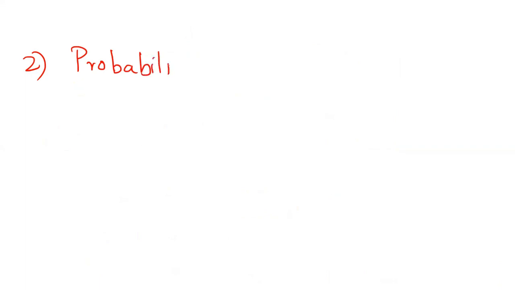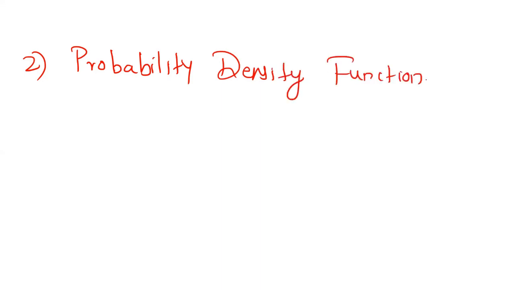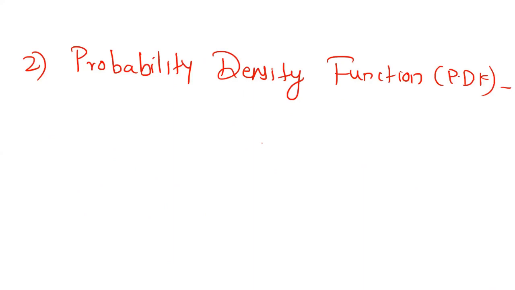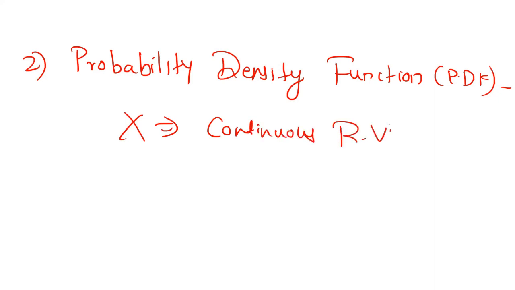So you have a probability density function. What do we mean by probability density function? That is given as PDF. As I told you, your probability mass function is for a discrete random variable, so your probability density function will be for a continuous random variable. That is very important. So if X is a continuous random variable, then PDF can be applicable for the random variable.